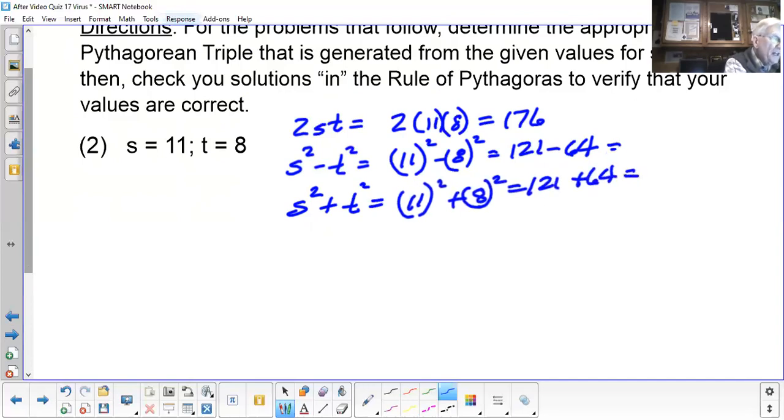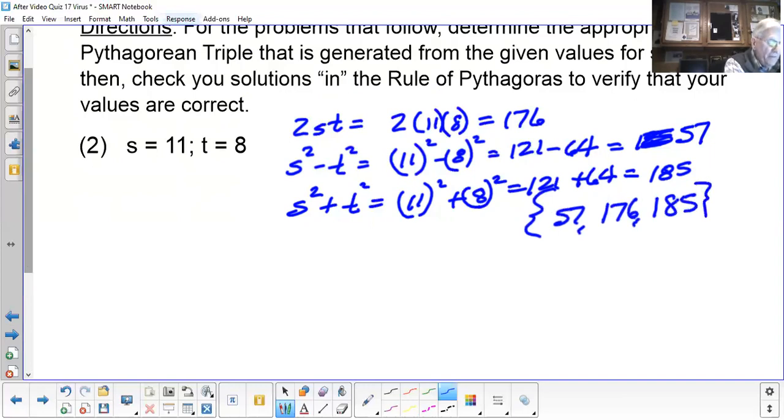If I put those together, I believe this is 185. Okay, whoop, I did it on the wrong one. This is 185, sorry about that. If I subtract those two, 121 minus 64 is equal to 57. Okay, so my Pythagorean triple appears to be 57, 176, 185. Let's see if it fits the rule of Pythagoras.